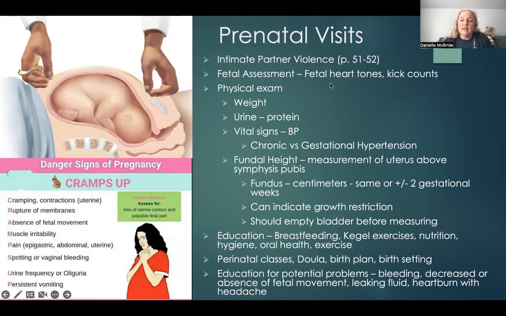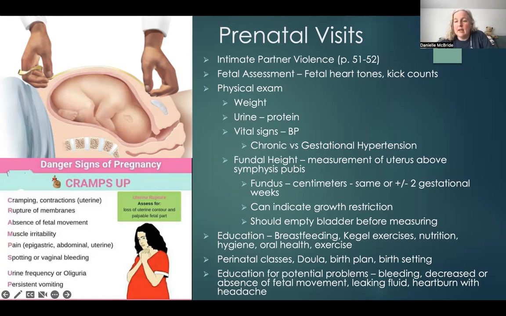We are going to do our fetal assessment. So kick counts, heart tones. Once she starts feeling fetal movement, we're going to be asking about kick counts. Kick counts is a way to determine fetal movement. And so when she is feeling the baby kicking, we have her count how many times she feels it in an hour. We would like her to feel 10 kicks, preferably in an hour, but it can be up to 2 hours because babies take a nap.